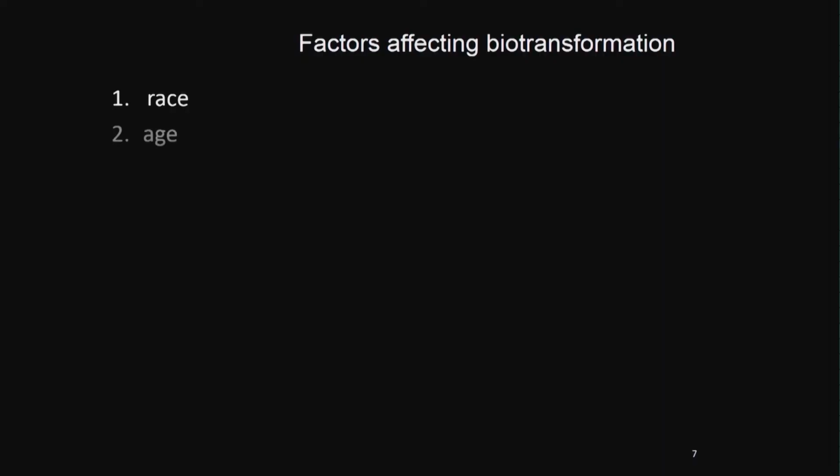Many factors affect this biotransformation: race, age, the sex, the species. Monkeys may have different metabolism as against horses or animals like rabbits or humans.